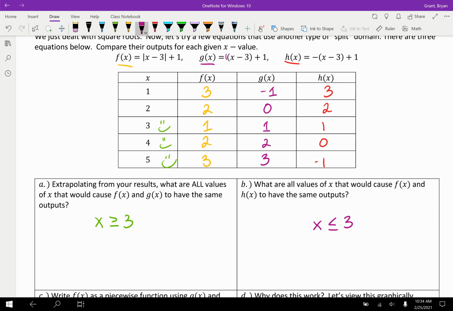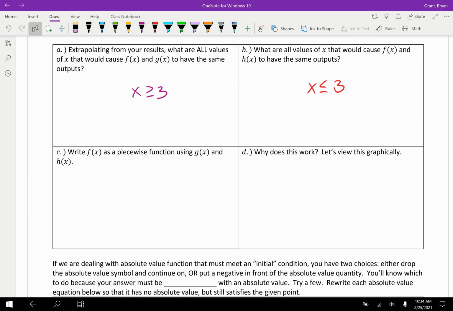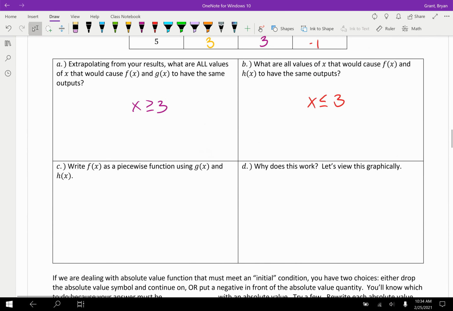And that's very confusing because I used different colors, so we're going to put this back together over here. This was x is greater than or equal to 3 in purple, and this one was x is less than or equal to 3 in red. All right, so knowing that, I would like you please to take f of x, we'll do it in yellow, which is that absolute value function, the absolute value of x minus 3 plus 1, and rewrite it as a piecewise function, not using absolute value, using g and h.